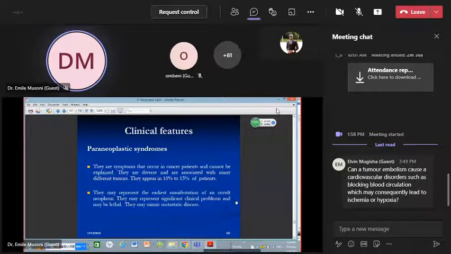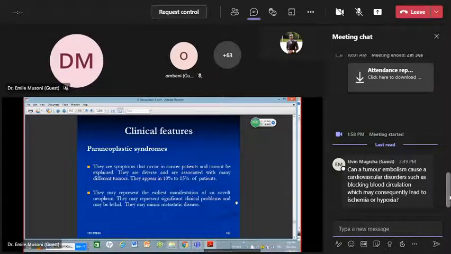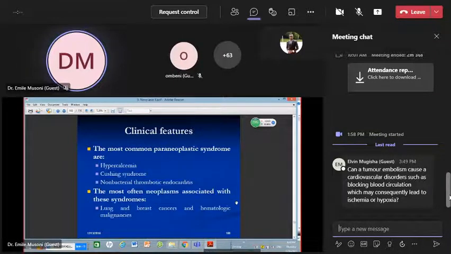There is what we call paraneoplastic syndrome. These are symptoms that occur in cancer patients and cannot be explained by local or distant spread. They are diverse and associated with many different tumors. They appear in 10 or 15% of patients. They may represent the earliest manifestation of an occult neoplasm. They may present a significant clinical problem and be lethal. They can mimic metastatic disease.